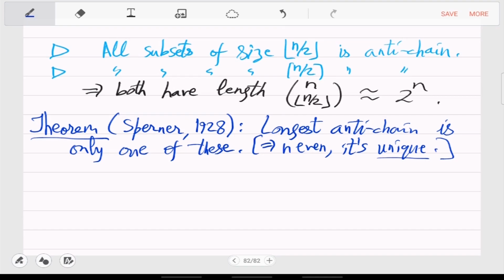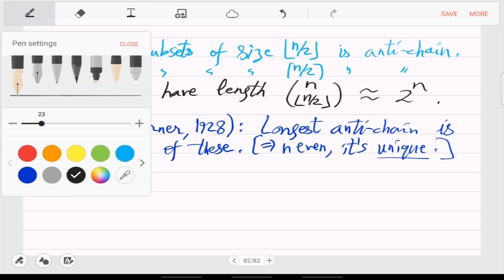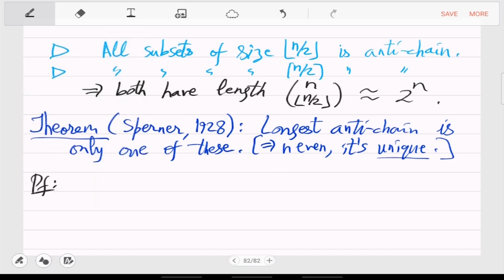So for 101, you can either take 50 or 51. Two anti-chains will be obtained, and you may think that why is it not possible to merge the two, or pick some subsets from one and some from the other? You have to show that those things are not possible. It will not give you the longest anti-chain. This cannot be improved. So how do you prove such a thing? Any ideas?